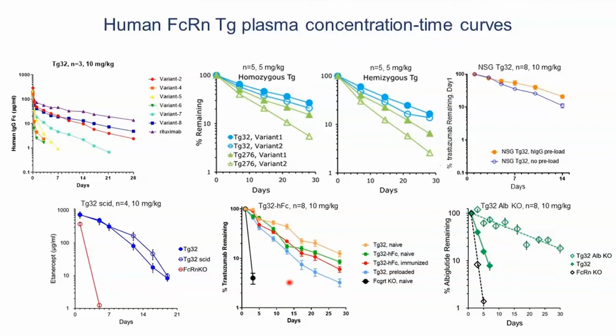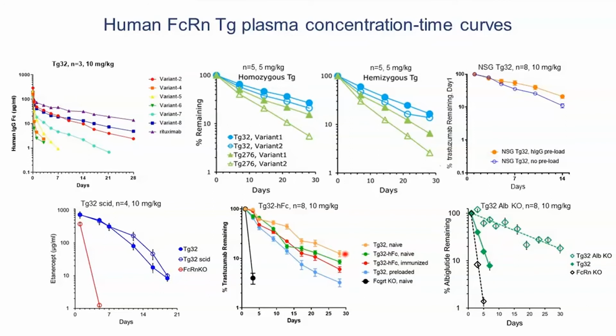To the right of that is the TG32 HFC, and this is the model of TG32 that expresses human IgG1. This is some of our published data from a year ago. I neglected to put the reference in. We can make that available if you wish. In this study here, we put trastuzumab into TG32 naive mice, and this mouse has no competition. No antibodies are binding to the human FcRn expressed.